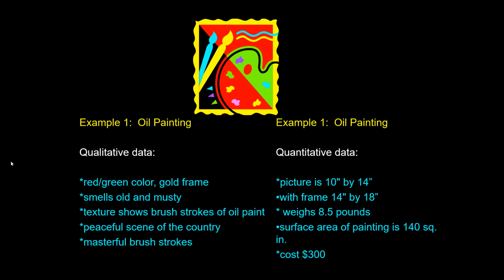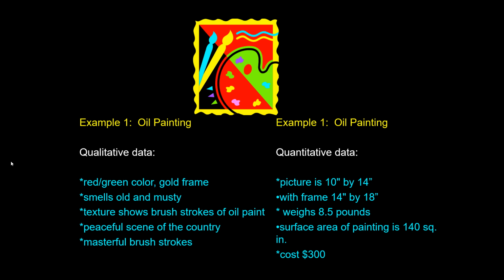So this isn't really anything you have to write, but if we come up to what they said, qualitative data, we could talk about the red and green color. We could talk about the gold frame or yellow frame. If it was a real painting, we might be able to detect the smell of it. If it's a digital image, really no smell. But we could look at the texture, brush strokes, and all that in real life. With this image, it's not going to be like that.